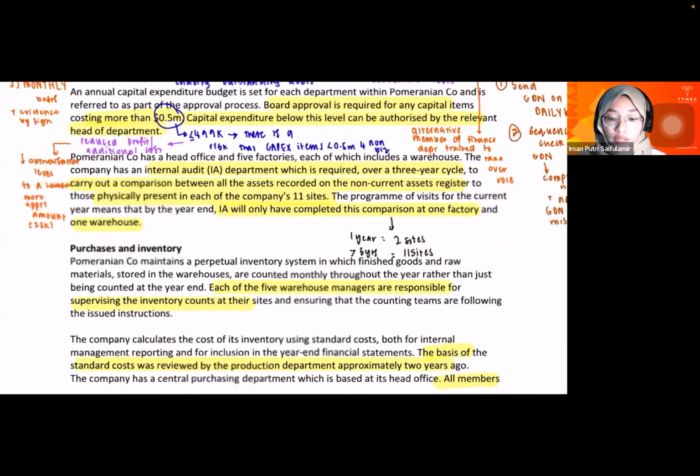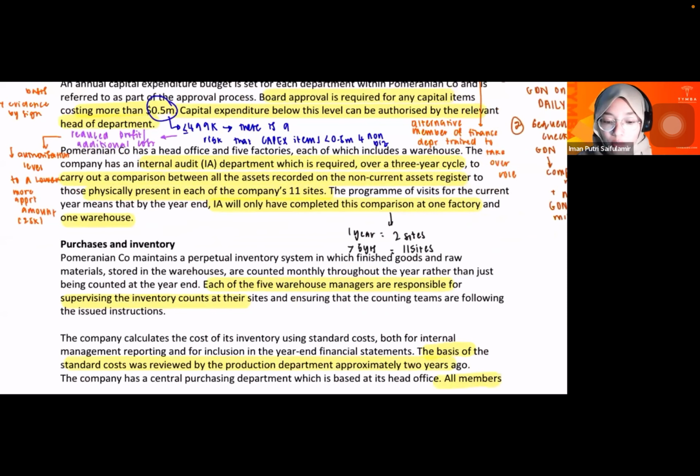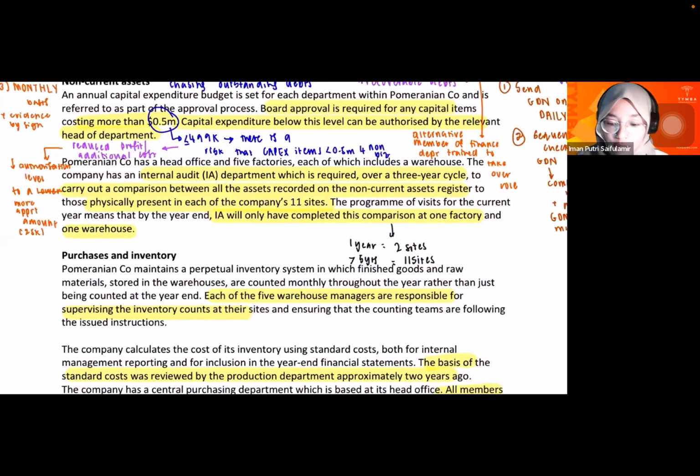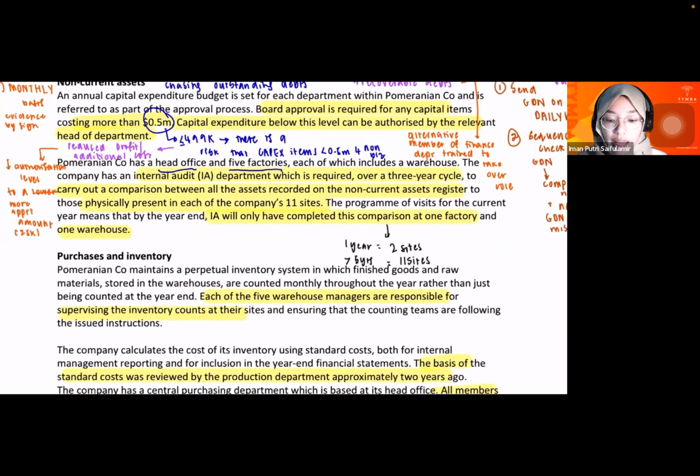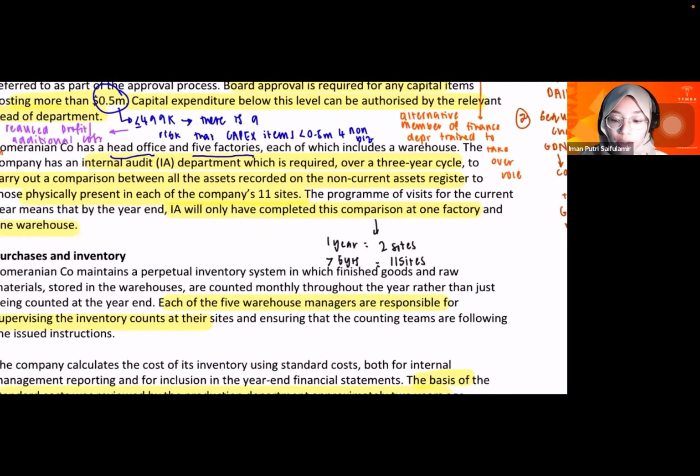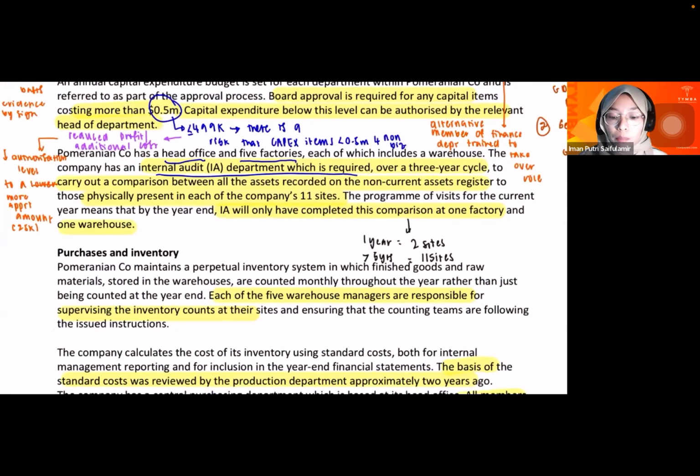has a head office and 5 factories, each of which includes a warehouse. Okay, so now there's 11 sites, right? Because every factory has a warehouse. So 5 times 2 plus the head office, so that's 11. Alright, and basically this is their internal audit policy, which they have to carry out a comparison between the assets recorded and those that are physically present over a 3-year cycle.